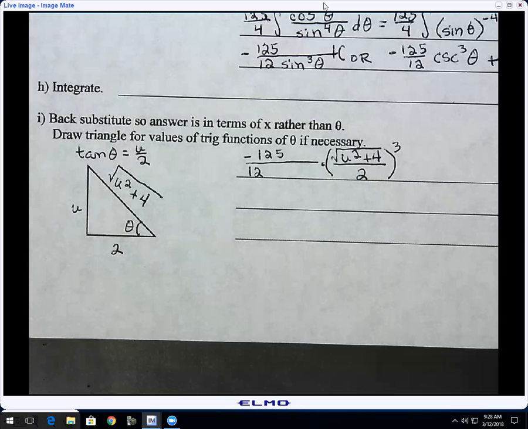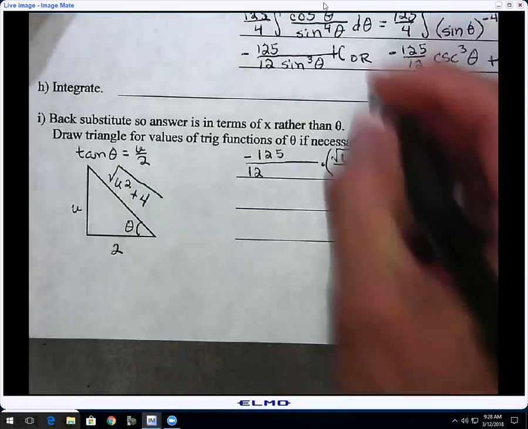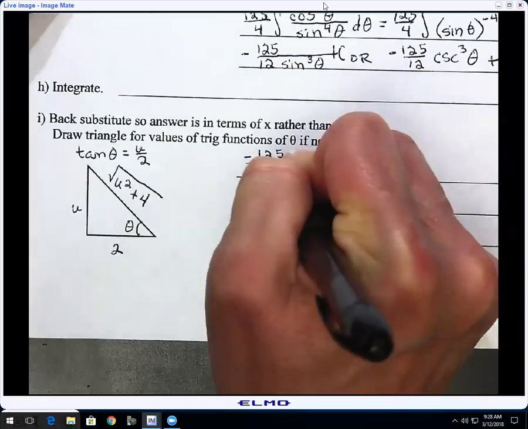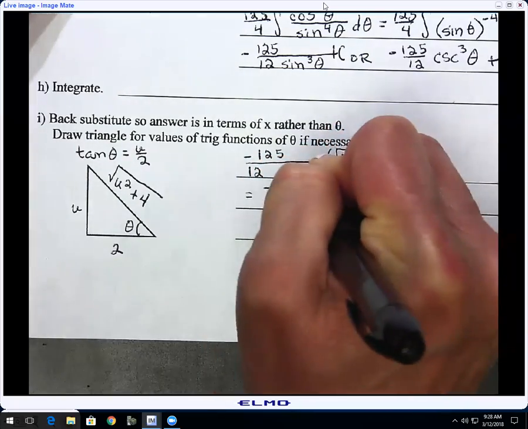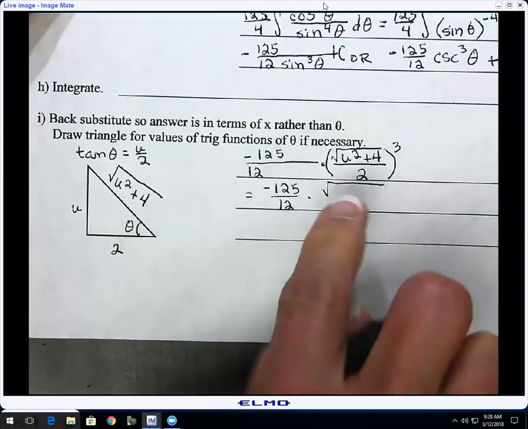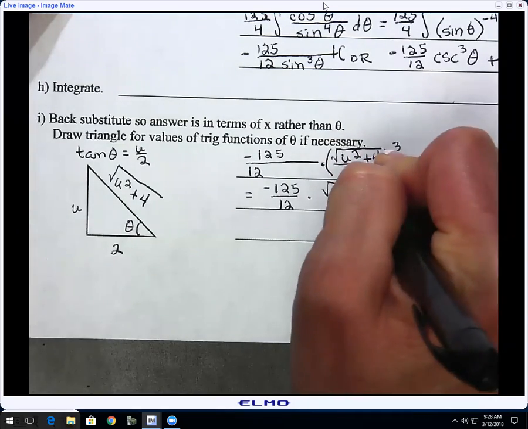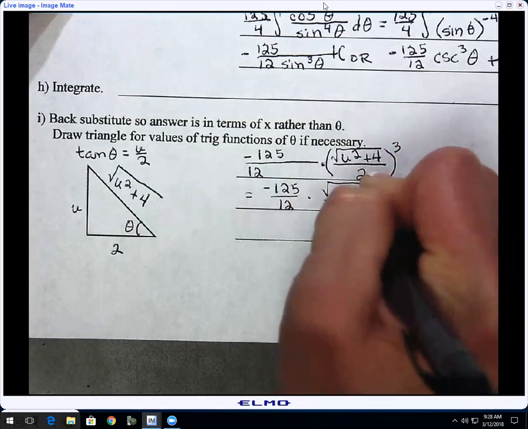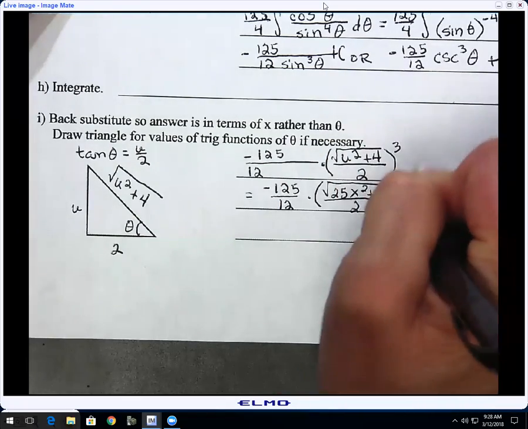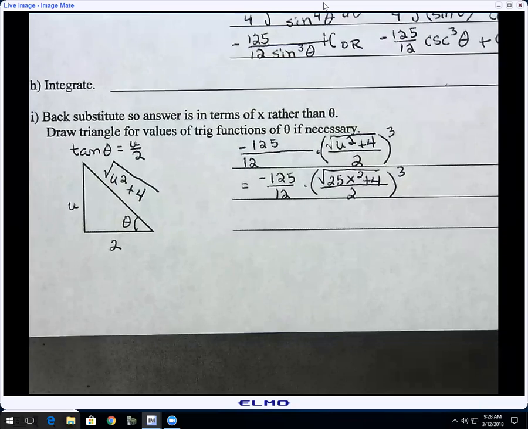But our original problem didn't have u's in it either. Our original problem had x's in it. So what can we put back in the place of u? 5x. I'm going to go ahead and say 5x times 5x is 25x squared. And then clean that up a tiny bit.